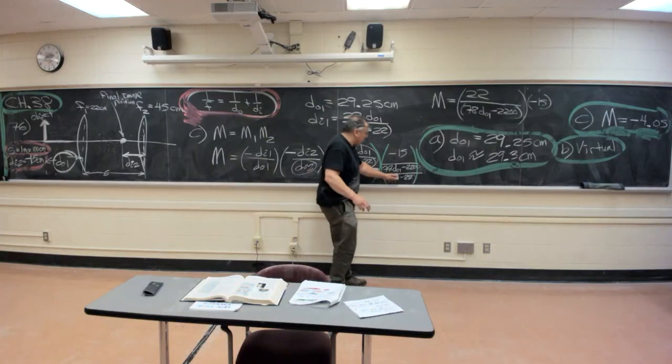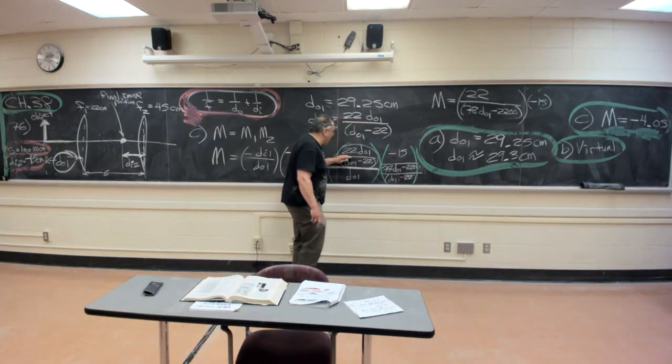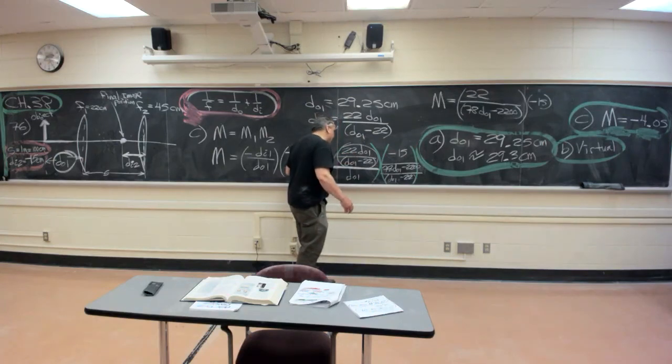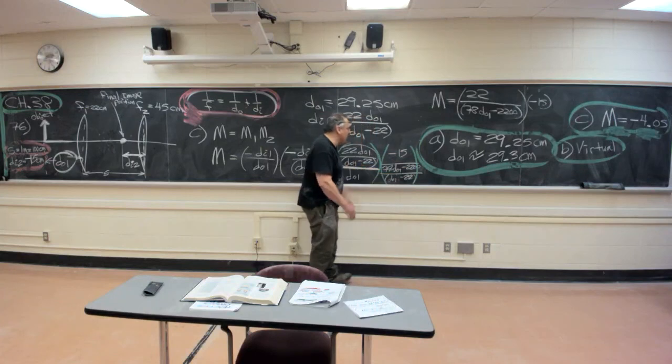DO2 is located in the same place as DI1, but this number is associated with the distance to the second lens. This number is the same location, but the distance associated with it is different because it's the distance to the first lens. Here, both are the same location: distance to first lens, and here, distance to second lens.